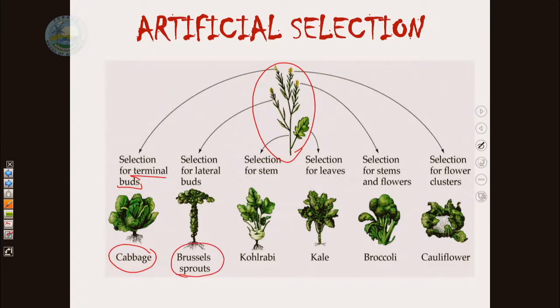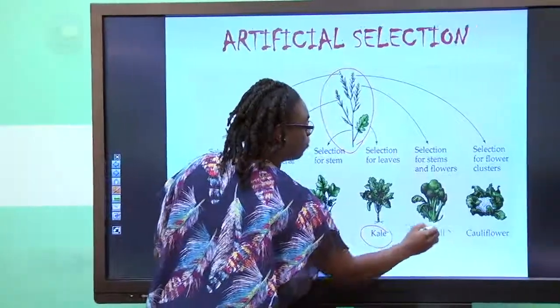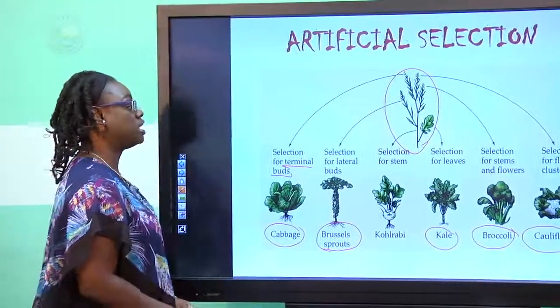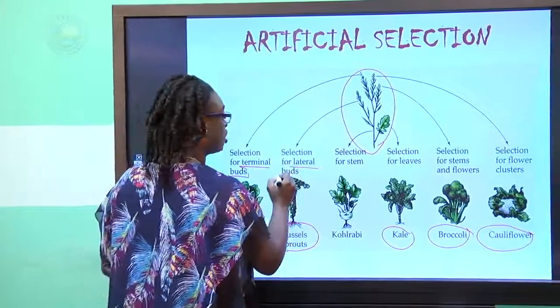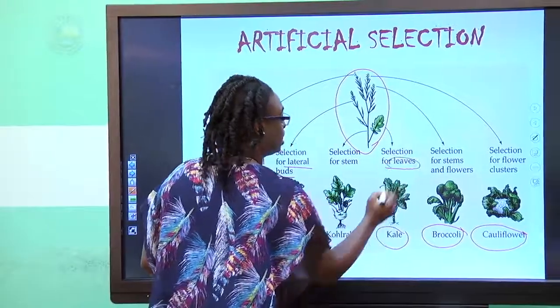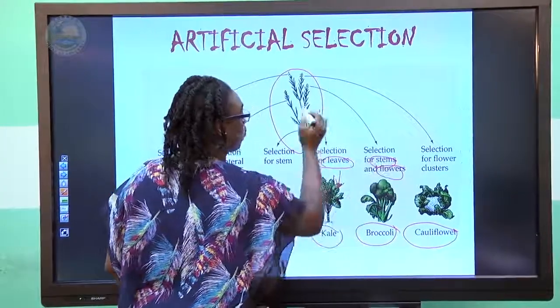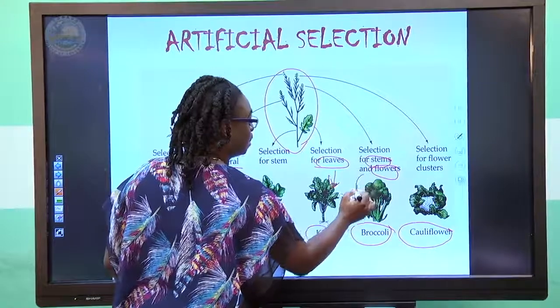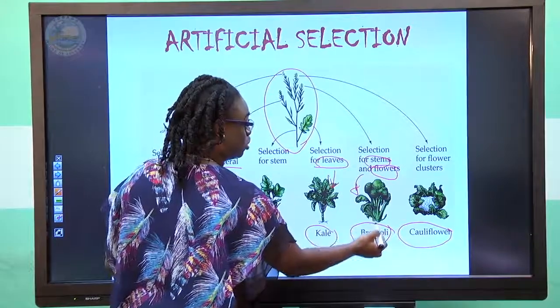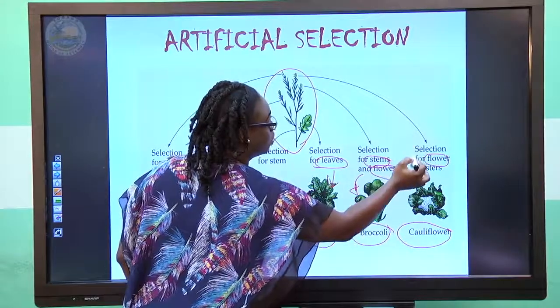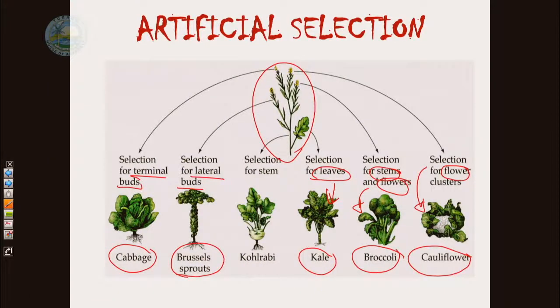Brussels sprouts, kale, all of these started off from a common ancestor from the wild mustard plant, and they were selected for different characteristics, like the buds, the leaves were selected for, and those produced kale. The stems and the flowers of the wild mustard plant were selected and selectively bred to produce the broccoli that we eat now, and some sections of the flowers were selected to produce the cauliflower that we know now as the cauliflower fruit.